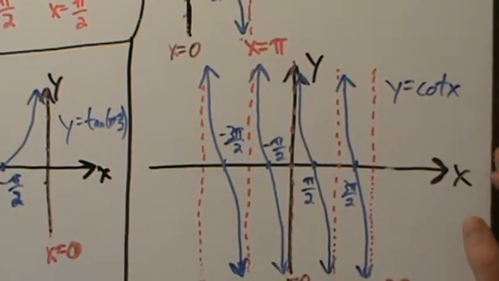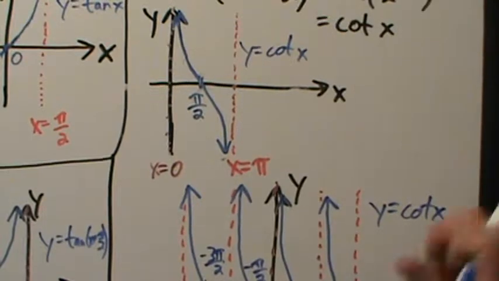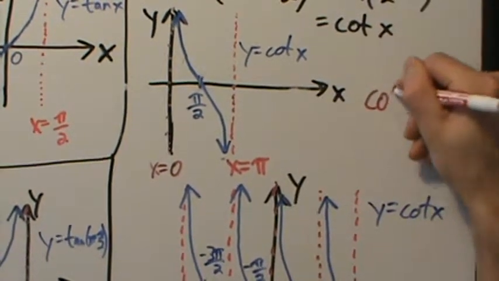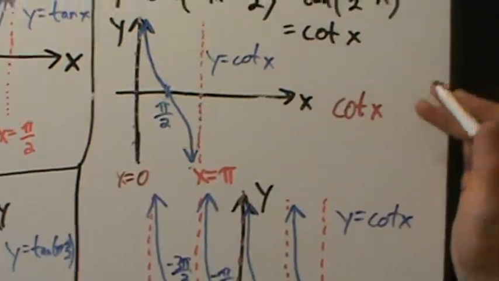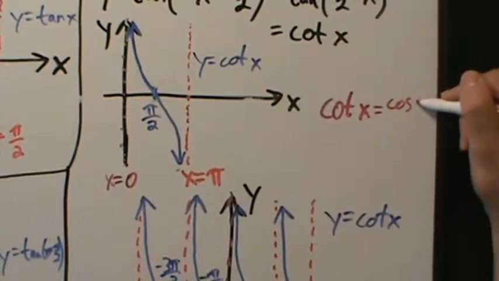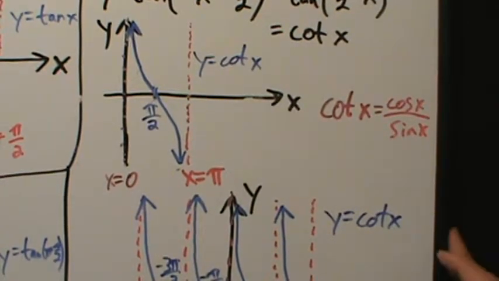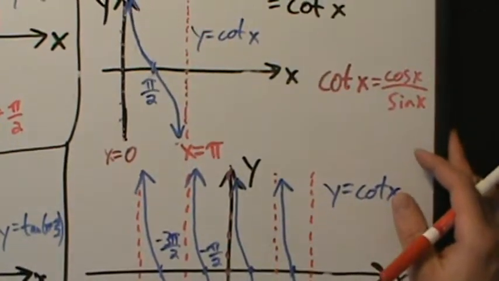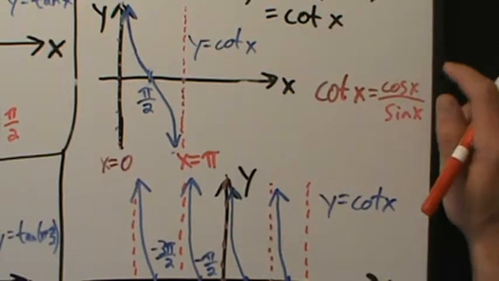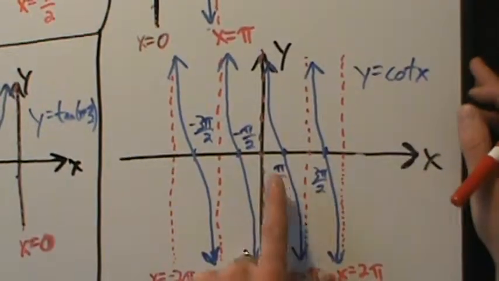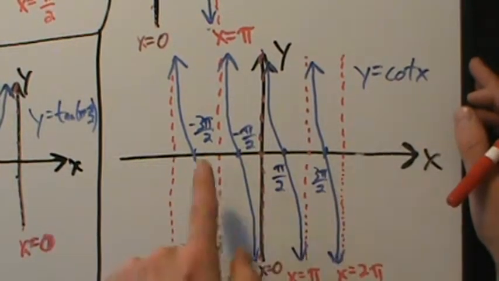Okay, now, just some other things I want to point out real quick. Remember, cotangent of x is cosine of x divided by sine of x. Okay, and what do we see if we look at the graph? We see that cotangent of x is 0 when cosine is 0. Okay, things like this are 0 when the top is 0. Okay, the top is 0 at pi over 2, negative pi over 2, 3 pi over 2, negative 3 pi over 2, and so on.